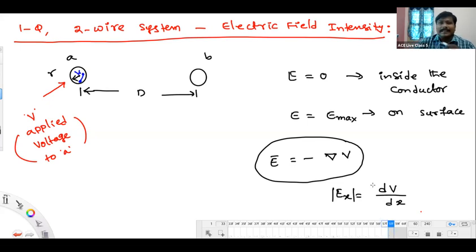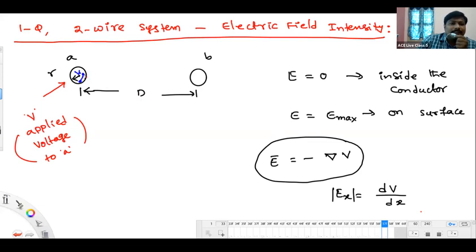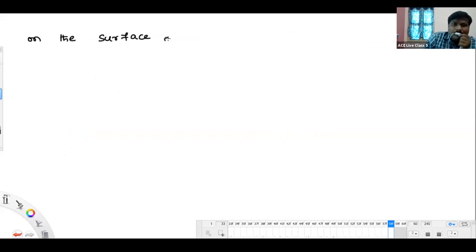So I will be giving the expression for the maximum field intensity that you get on the surface of the conductor. This is the maximum field intensity you are going to experience. I'm giving the field intensity formula, and I'm not going into any derivation. So on the surface of the conductor, the electric field intensity formula is as follows.